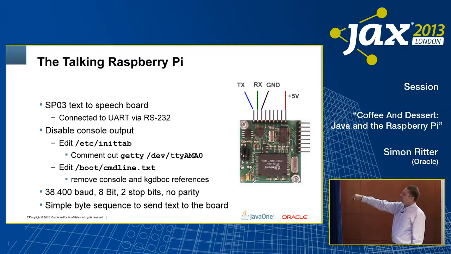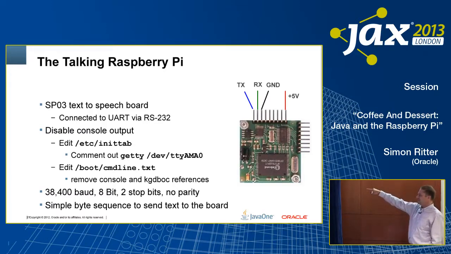So you need to edit a couple of files. One is the /etc/inittab, and I've got to say that really took me back in memory. Editing /etc/inittab and remembering the getty process that you kick off when you want to have something running on the console. So you need to comment out the /dev/ttyAMA0 line to stop it from creating a login prompt on the console. And then if you edit the boot cmdline.txt and remove the console and kgdboc references, that will stop the boot messages coming out to the console as well.